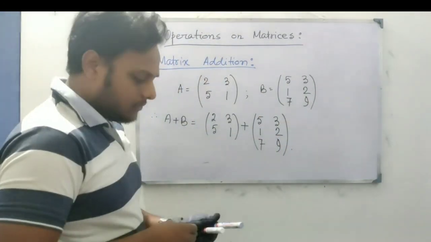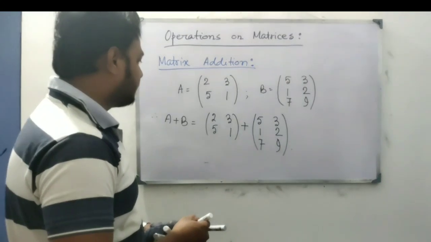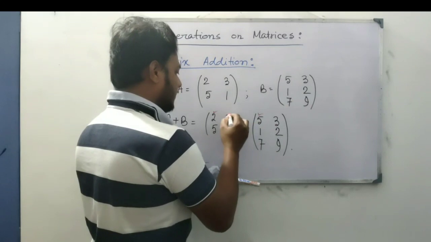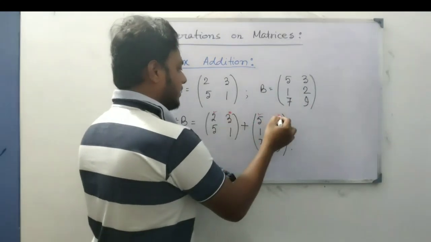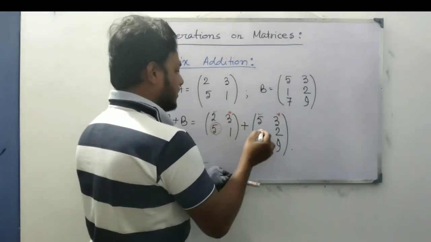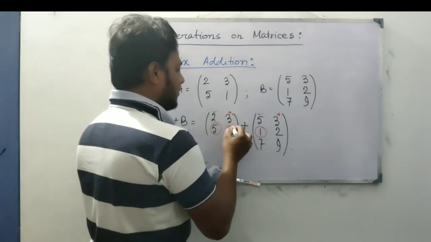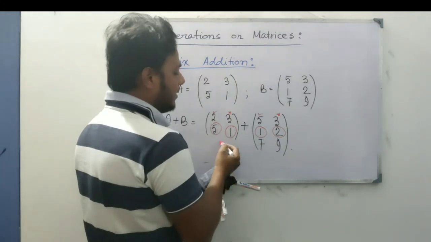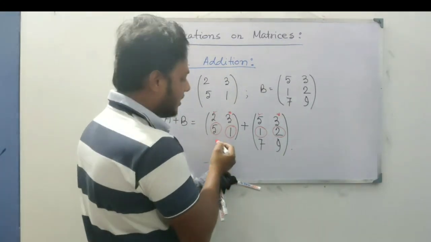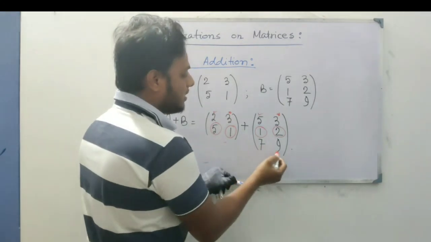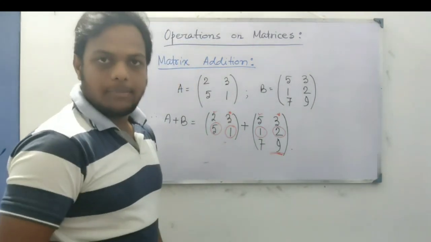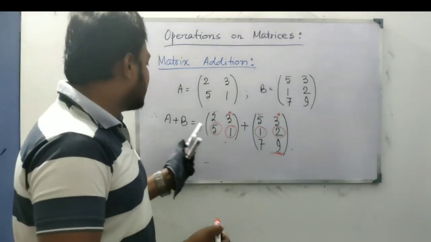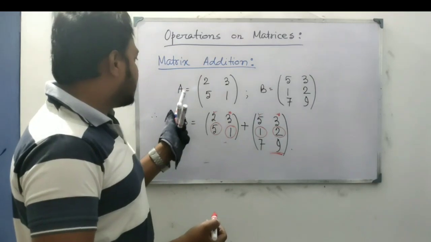Now is it possible to add these two matrices? Suppose you add 2 and 2, very good. 2 and 5. Here 3 with this 3, this 5 with this 1, this 1 with this 2, but there is no element or no row that you can add with this part. So is the process complete? No. In this case, we can't do the addition between these two matrices.